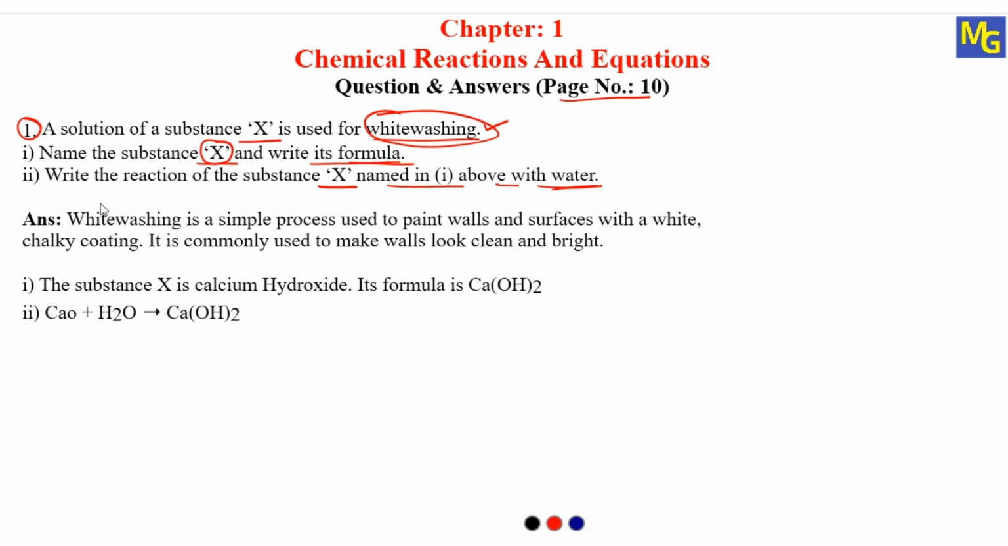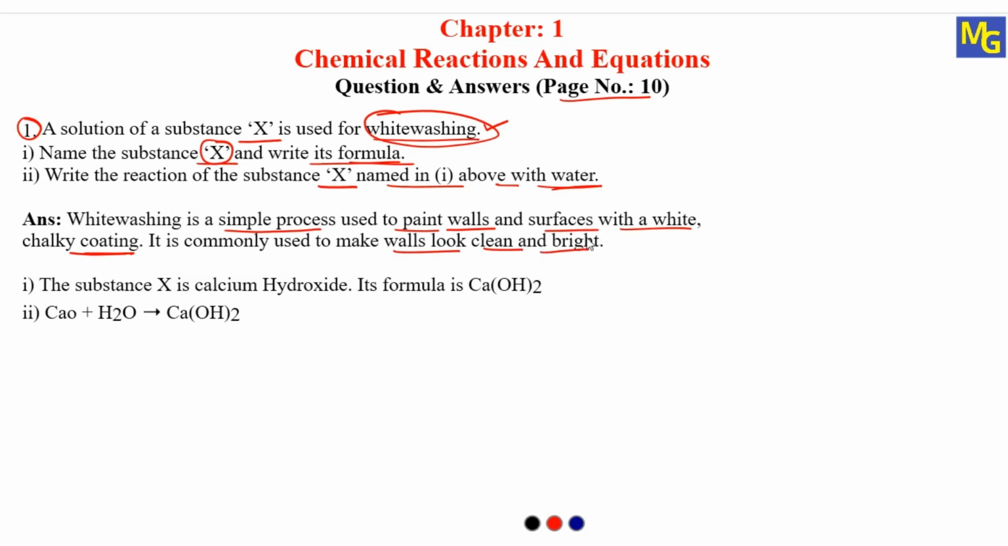So see here, answer. First I will tell you what is whitewashing. Whitewashing is a simple process used to paint walls and surfaces with a white chalky coating. It is commonly used to make walls look clean and bright.